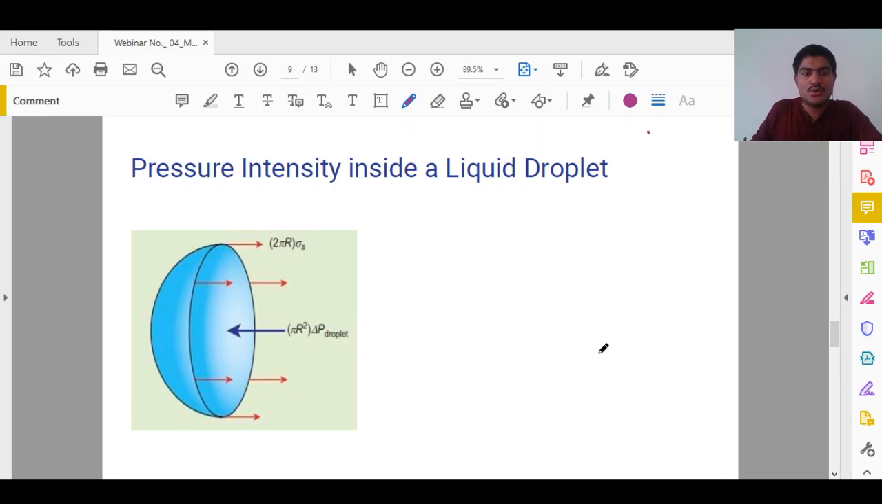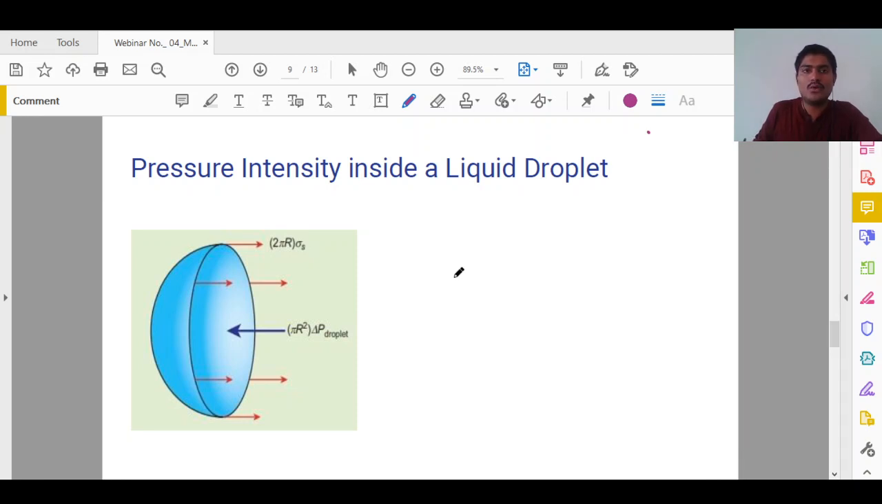Okay, students, so in this video, we're going to look at the pressure intensity inside a liquid droplet or water droplet. In an earlier video, we discussed surface tension and some facts about it. In that, we concluded that the sphere shape of a water droplet is because of the surface tension property.